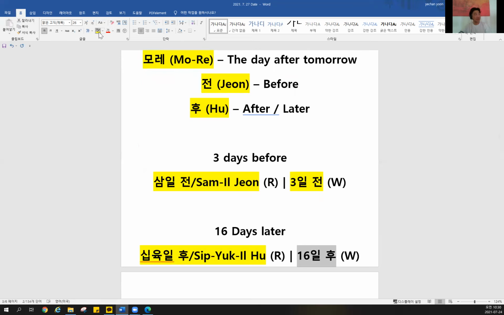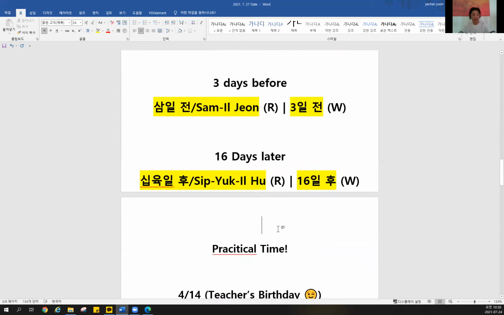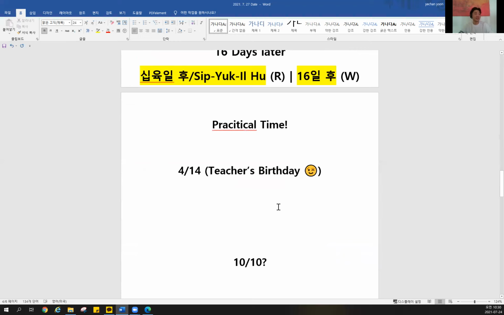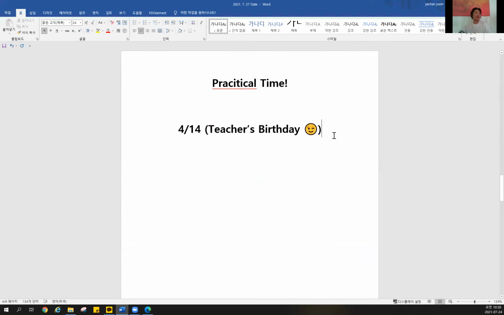Let's practice it. Okay, let's practice it. Practice time. April 14th. How can you say, guys? This is the teacher's birthday, so please don't forget about it. Of course, remember it, and please say happy birthday at that time. Okay. All right. So for April 14th, how can you say?